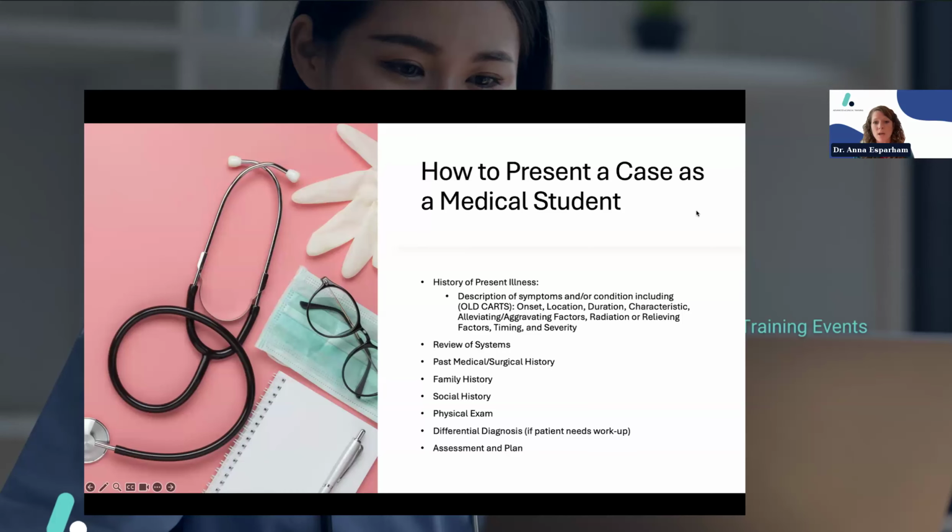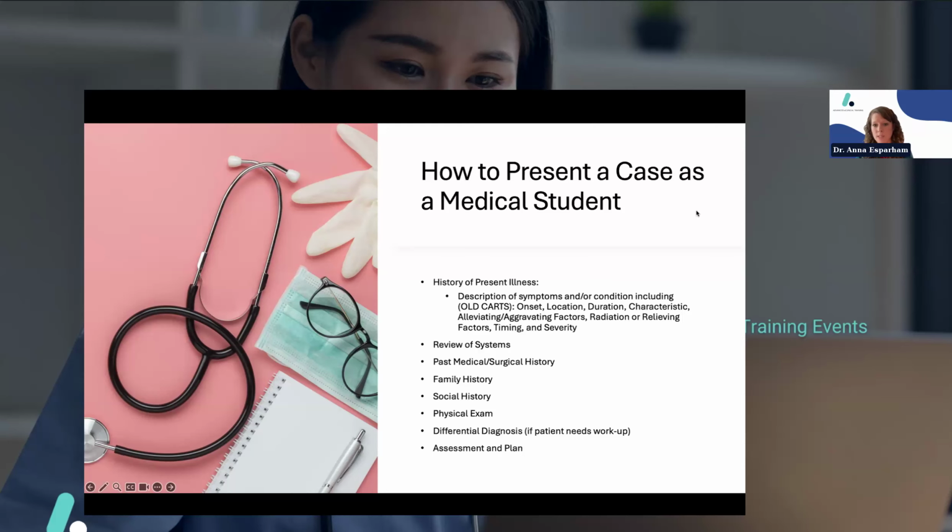And really, a lot of what you're going to learn, especially in your 3rd year and 4th year as a medical student, is how to present a case. You really want to gather all this data when you are seeing a patient, either in the clinic or on the inpatient wards. You want to start off with why they're here, what their chief complaint or complaints are, and then a description of what is going on surrounding that symptom or condition.